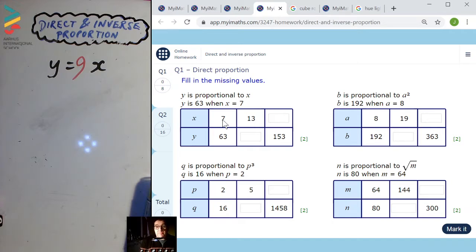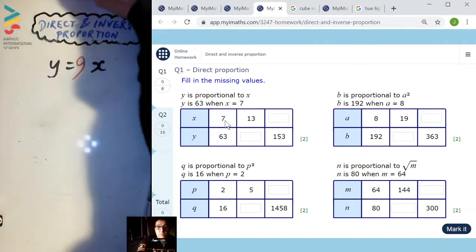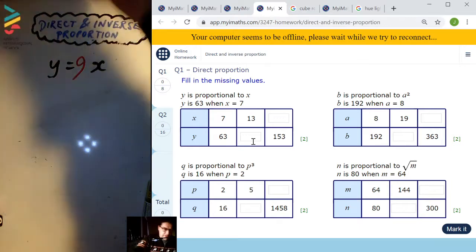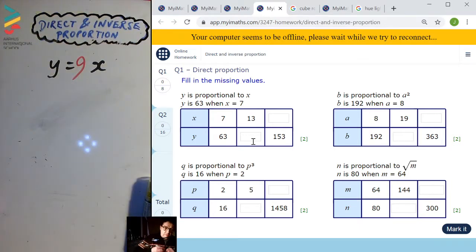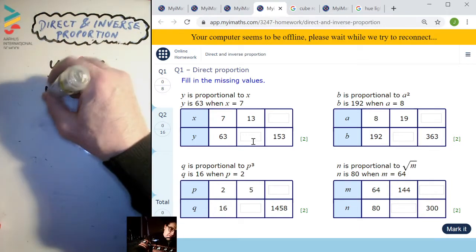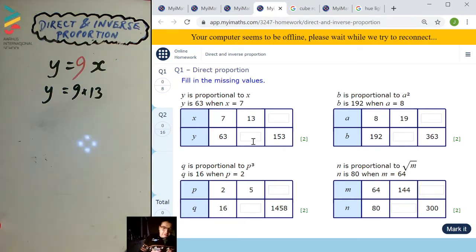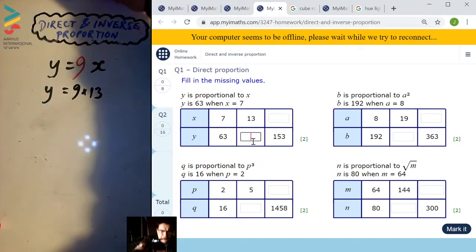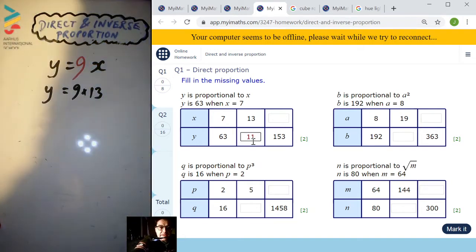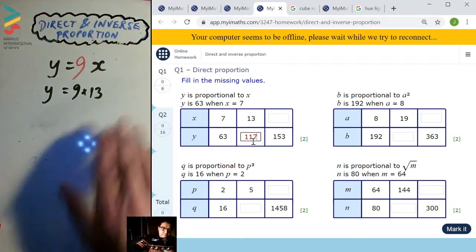And then we've got to complete the rest of the table. So when x is 13, what is y? Okay, well, we know that y is 9 times x, so y equals 9 times 13 in this case, which is 117. So I'll just fill in 117 there.